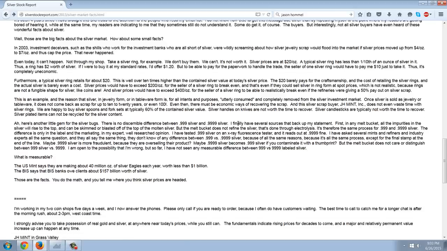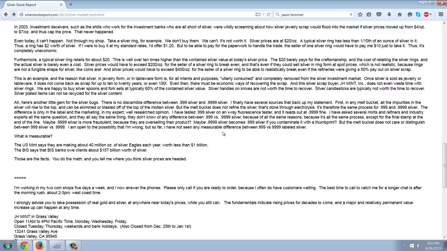This is an example, and the reason that silver in jewelry form or in tableware form is for all intents and purposes utterly consumed and completely removed from the silver investment market. Once silver is sold as jewelry or tableware, it does not come back as scrap for up to 10 or 20 years or even 100 years. Even then, there must be economic ways of recovering the scrap, and this silver scrap buyer, JH Mint Inc., does not even waste time with silver rings.